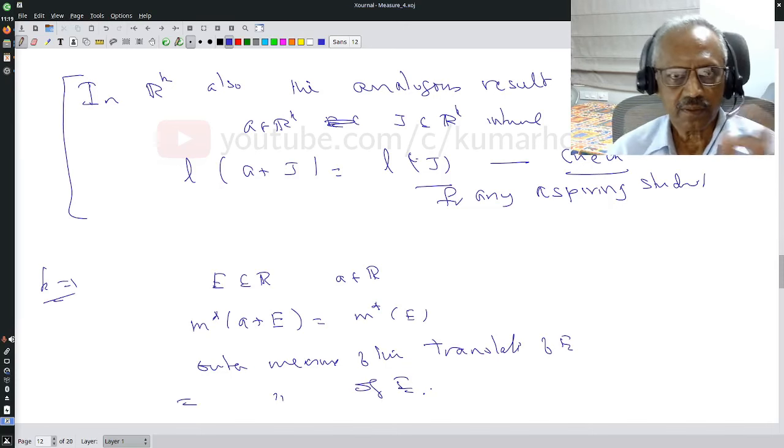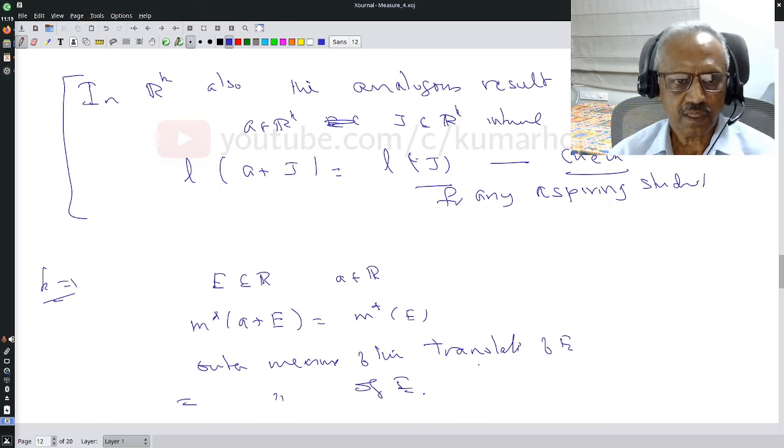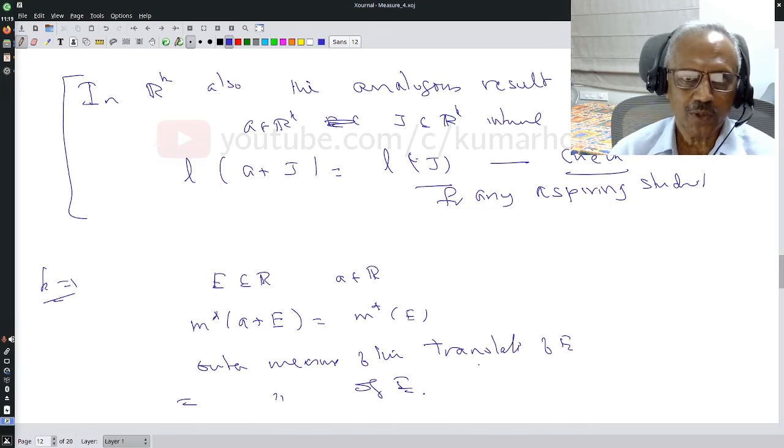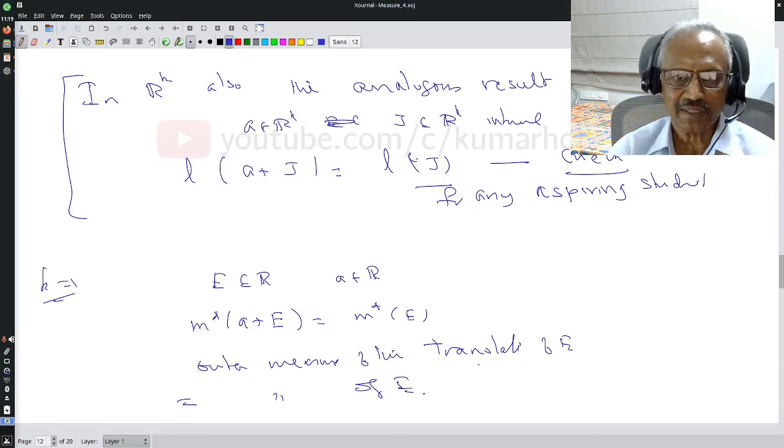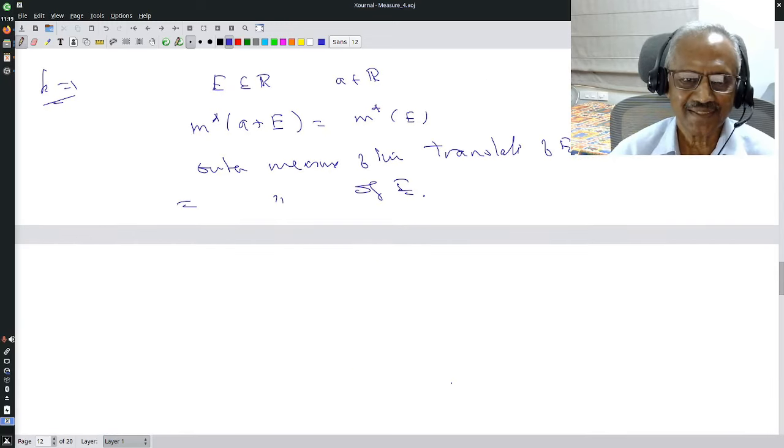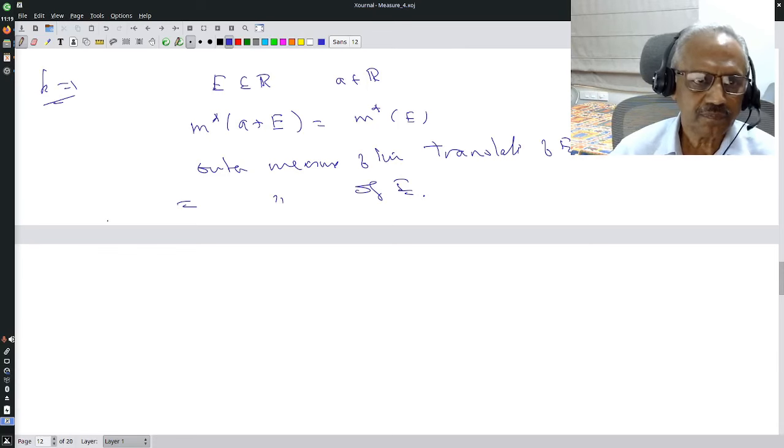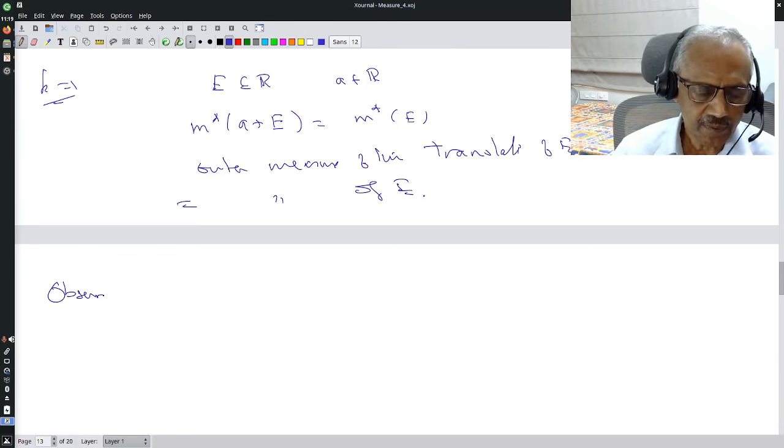Notice that in our first session on intuitive ideas about measure theory, this is one of our requirements. When I buy a piece of cloth in the shop and come back from the tailor shop to my home, the length should remain the same. Just because I translate it somewhere, it should not change. The length should not change. That's what it says. Now, how do I prove that? This is the third observation.